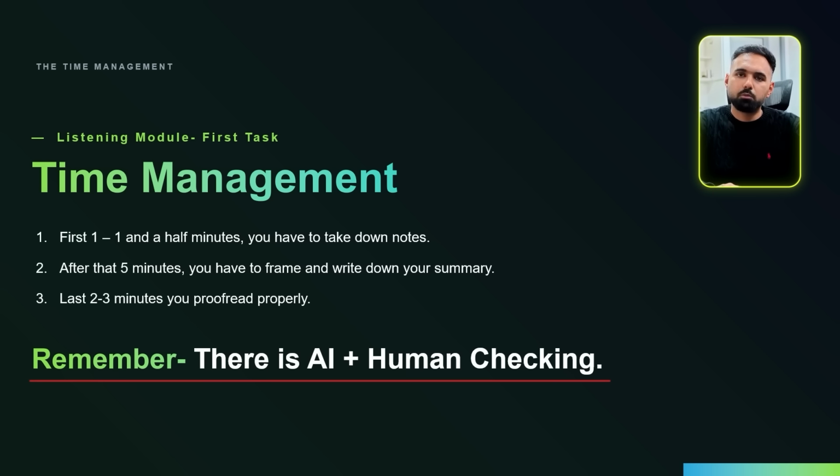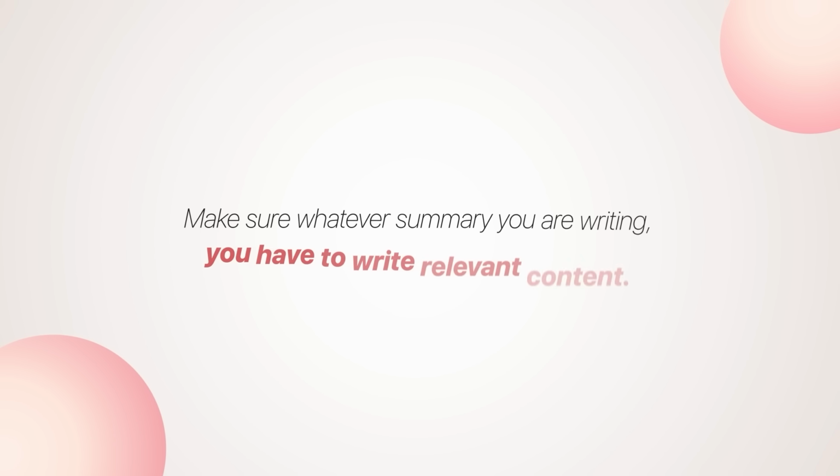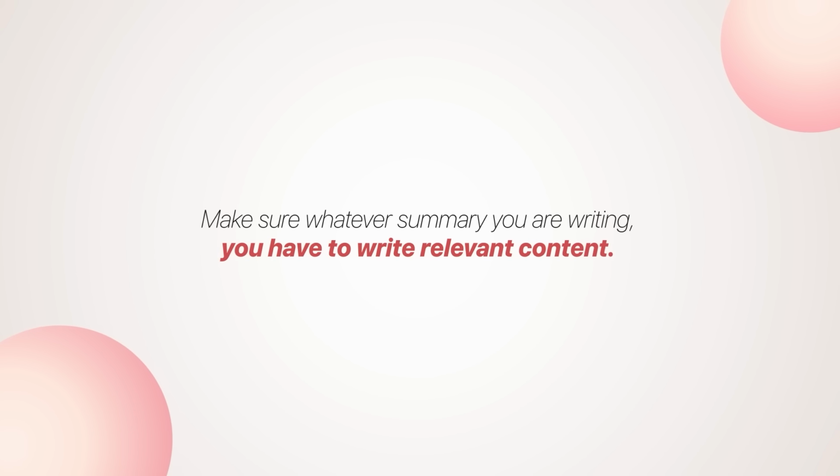Now, remember, in Summarize Spoken Text, there is AI and human checking. If you over rely on templates, there are chances you'll not get the scores. A human is going to mark you down. You can use a structure, which I'm going to show you on the screen. But before that, make sure whatever summary you're writing, you have to write relevant content.